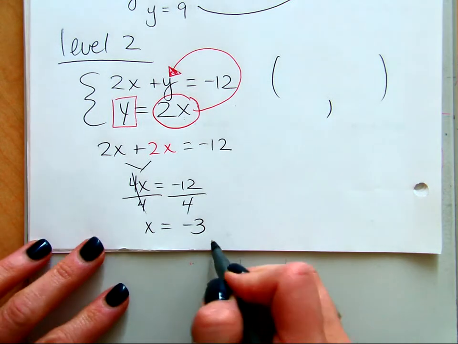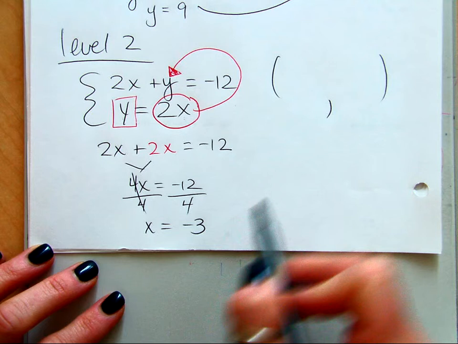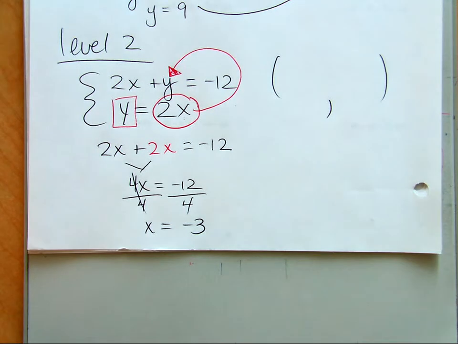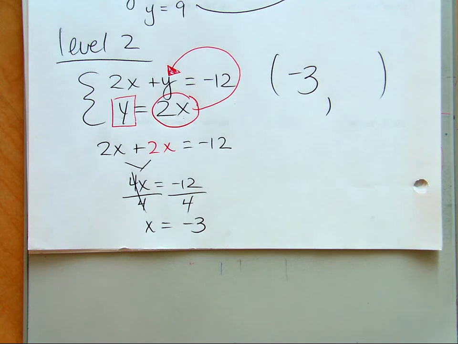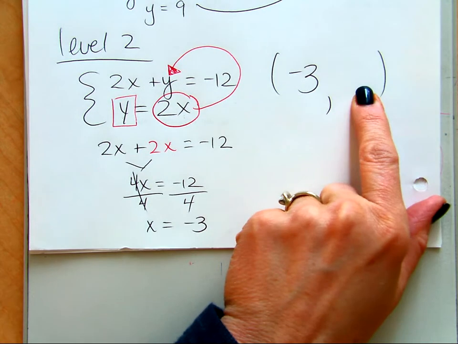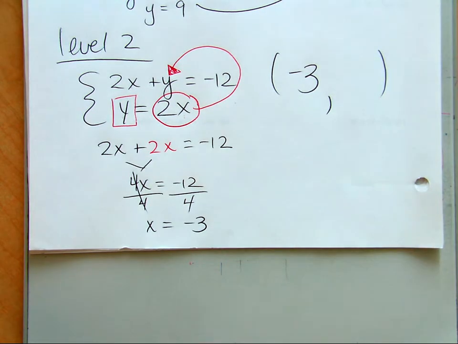But right now what I would recommend is taking that and putting it in the right spot. Which spot does it go in? The first spot, because it's x. So I'm going to put negative 3 there. And so then the second part is you deciding what to do with that negative 3. I need that negative 3 to help me find this spot. So you go back to the original equations and you pick one.